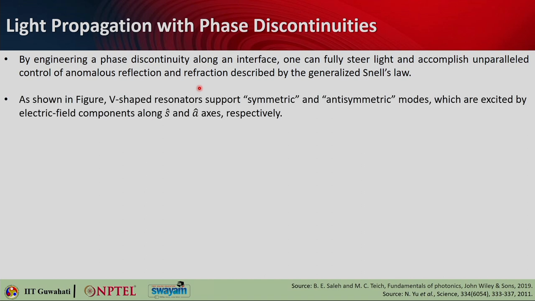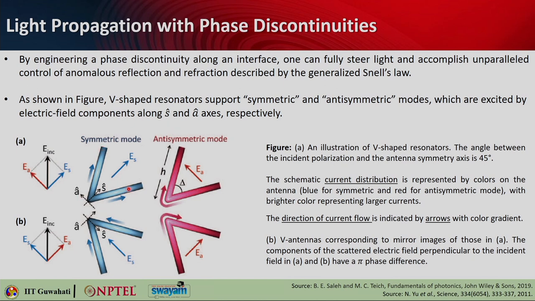Okay? So we'll take some example here. As shown in the figure, you have a V-shaped resonator. There are two ways light can fall. One is this S, this particular direction, we can call it the symmetric direction, or A, that is the asymmetric direction. So when light falls or the electric field is along this S vector, you can excite the symmetric mode on the two branches of this V-shaped resonator. The angle is 45 degrees, okay. And what you see here is basically the current distribution, which is represented by the colors, okay. The blue line shows the current distribution for the symmetric case, the red one shows it for the asymmetric case, and the brighter the color, the larger the current. And the current flow direction is also shown here through these arrows, okay.